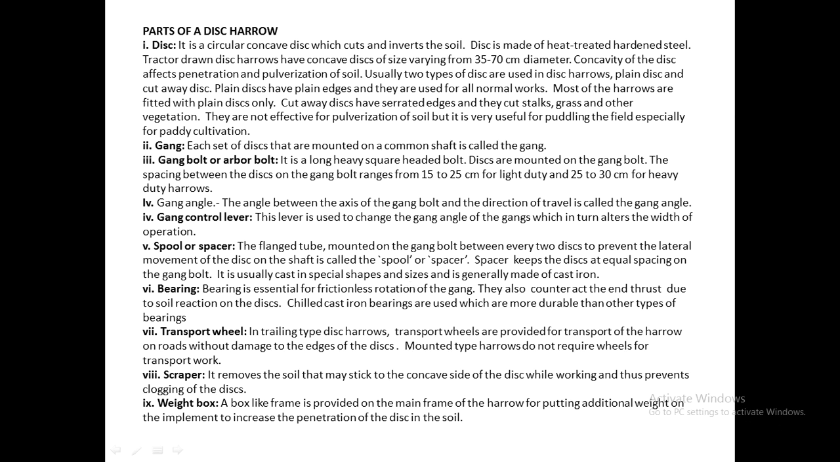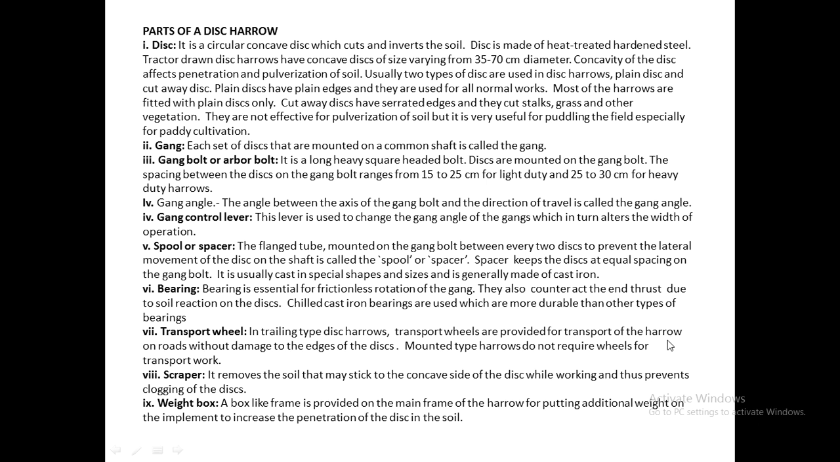So the parts of a disc harrow. Some of the most commonly identified parts in a disc harrow are the disc, the gang or the gang bolt, the spool or the spacer, the bearings, transport wheel, the scraper, and the weight box. So the disc. The disc is generally concave in shape, and it cuts and inverts the soil.